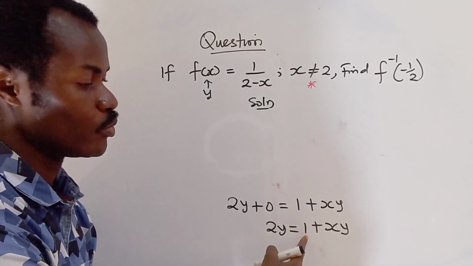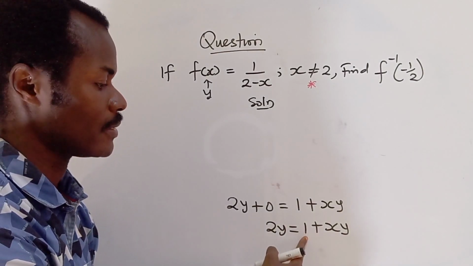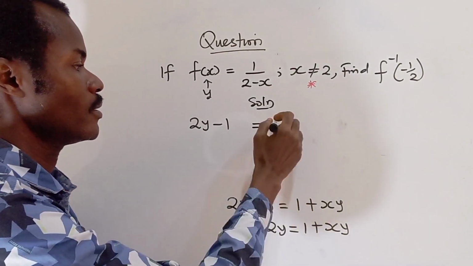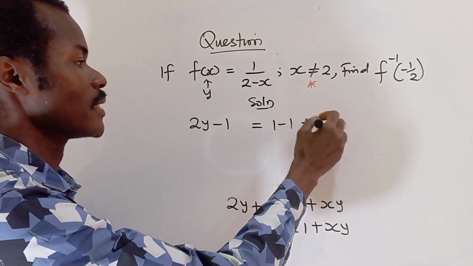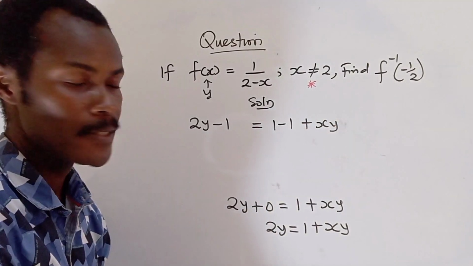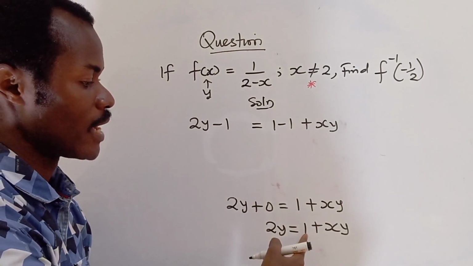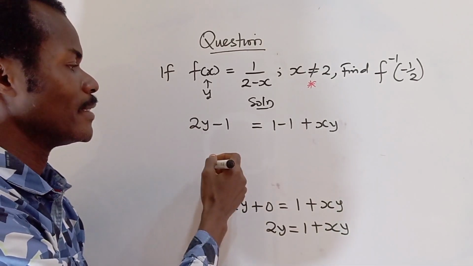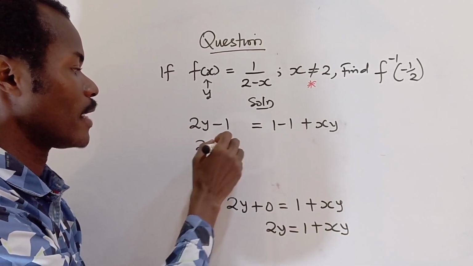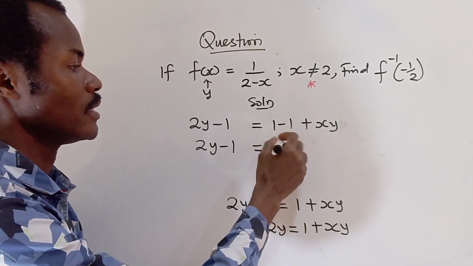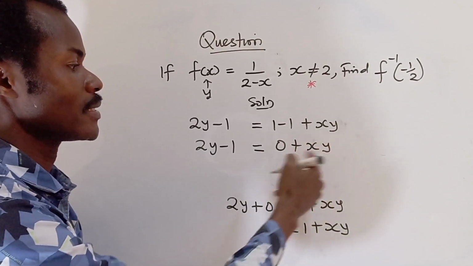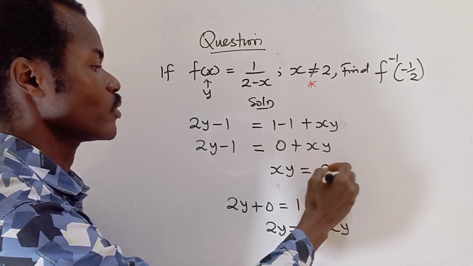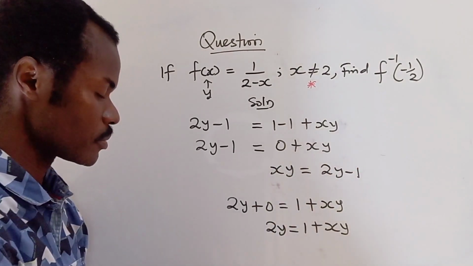Now from that point, remember we want to make x the subject. So I'm going to remove 1 from both sides by saying 2y minus 1 is equal to 1 minus 1 plus xy. With this, I've been able to subtract 1 from both sides to remove this 1. So at this side, we have 2y minus 1, which is equal to 0 plus xy. Now 0 plus xy is xy, which is equal to 2y minus 1.